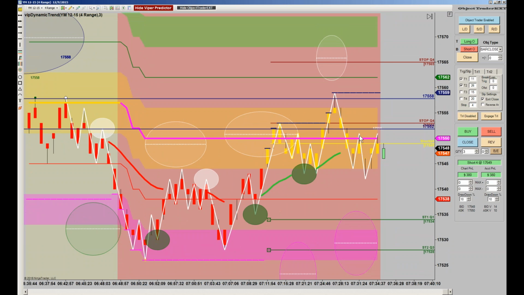That didn't identify this swing right here, by the way. This one is identified over here, though. Wow, that was close, wasn't it? Exit on close. It's a good feature.